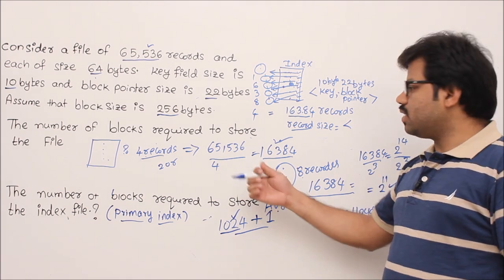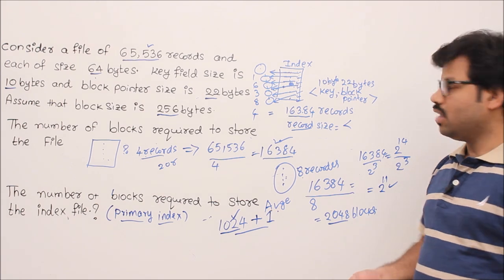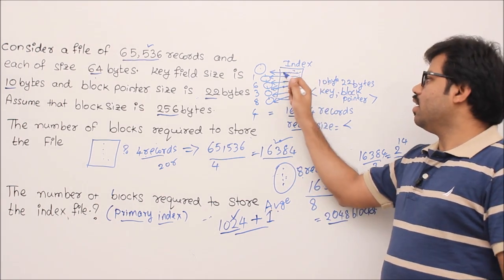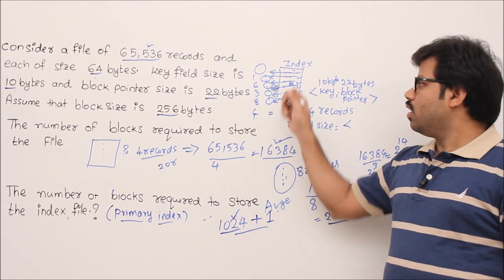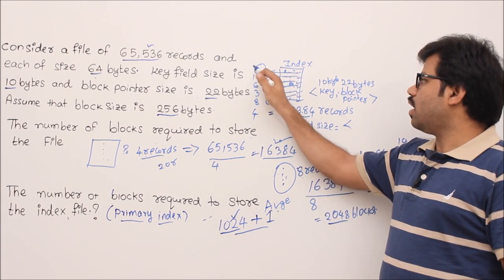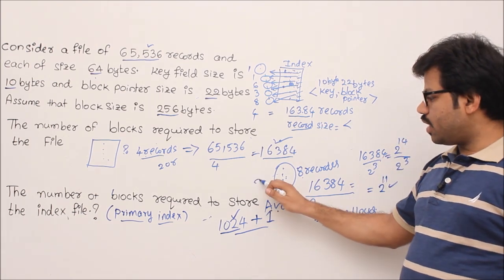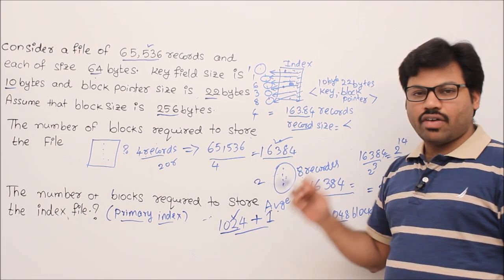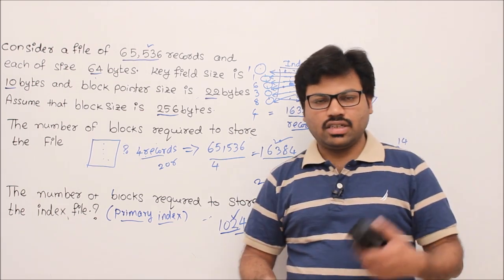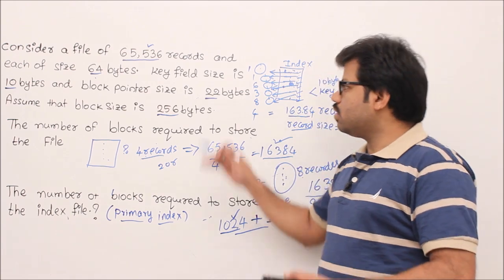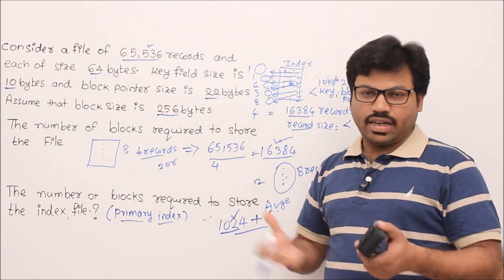In that way, the best case is obvious. In the best case, the first entry itself is your right entry. Then you take it and go to the block. Here you search one block in the index and one block in the file. So two blocks, correct? So 2 is the best case, 1025 in the average case. In the worst case it is 2048 plus 1, 2049, right? So this is about the primary indexing problem.